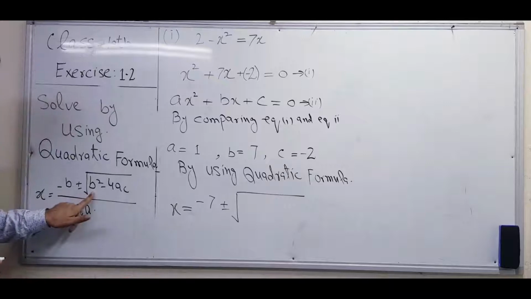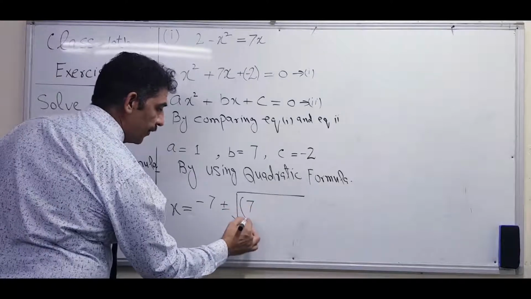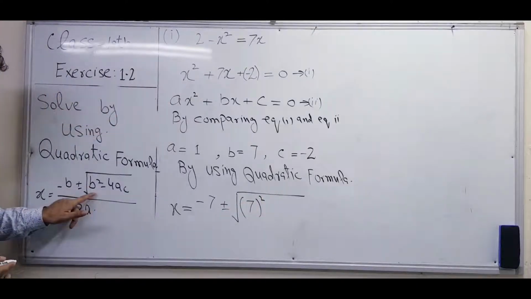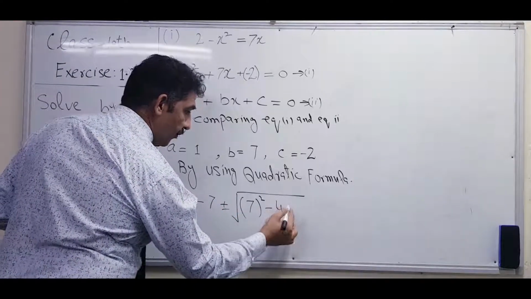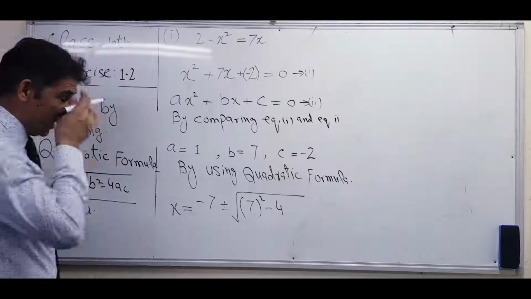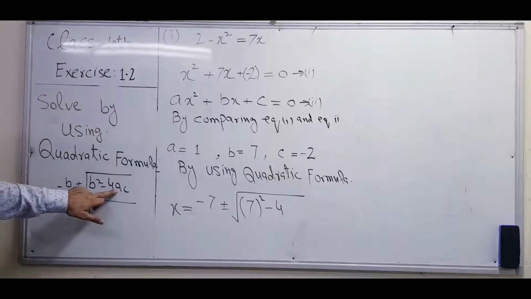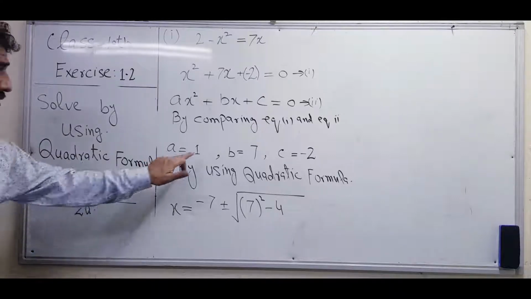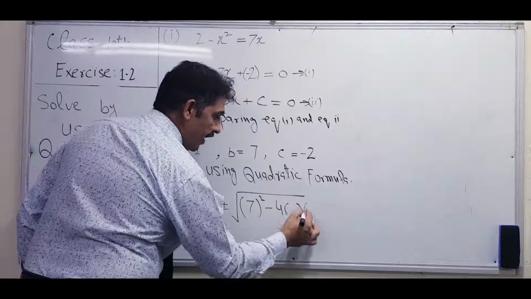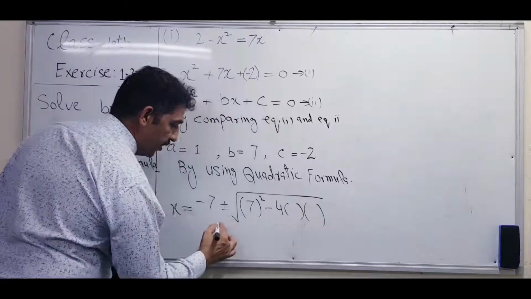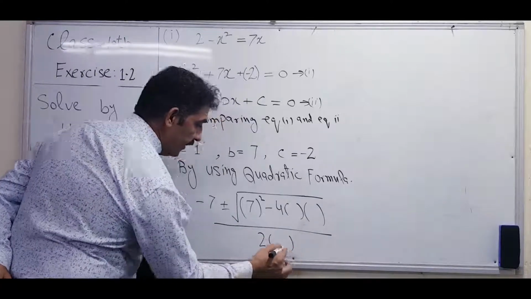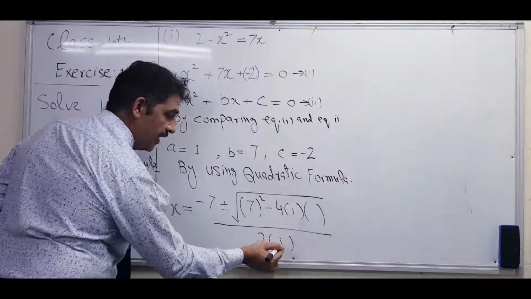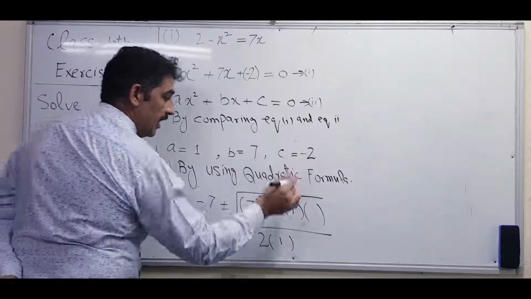What's here? b square. So 7 square minus, then we will apply the negative sign, 4ac. ac means a, what is the value of a? The value of a is equal to 1. Here a and here c, the root is complete, over 2a. The value of a is equal to 1 here and here, and the value of c, that is minus 2.